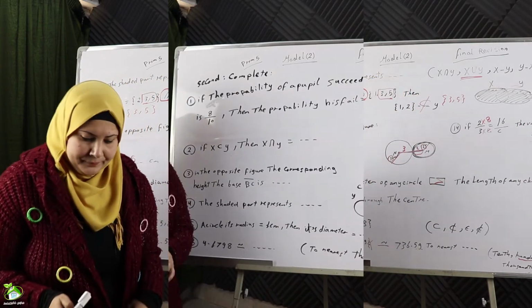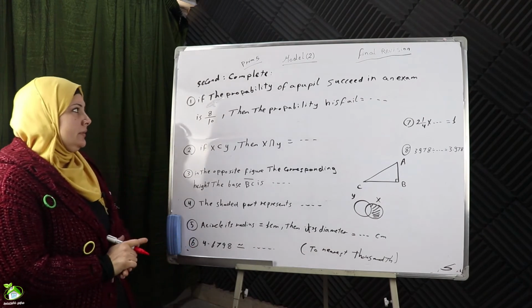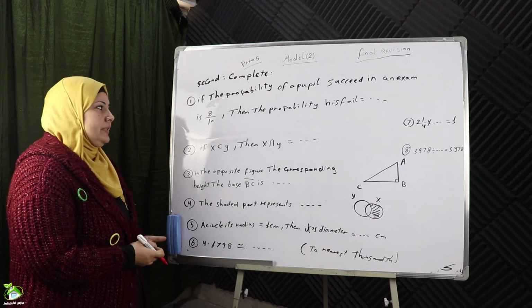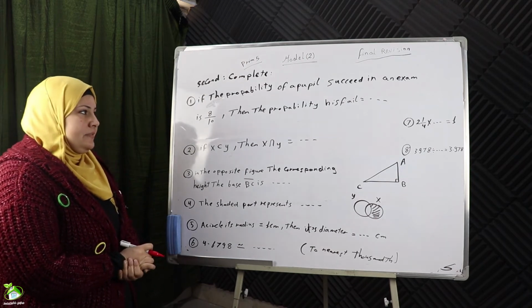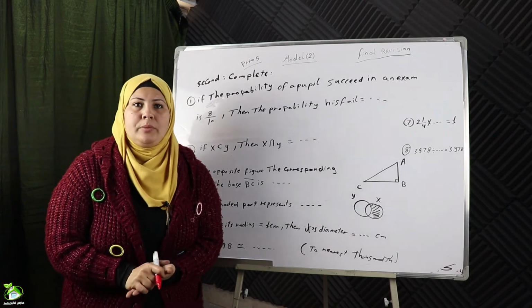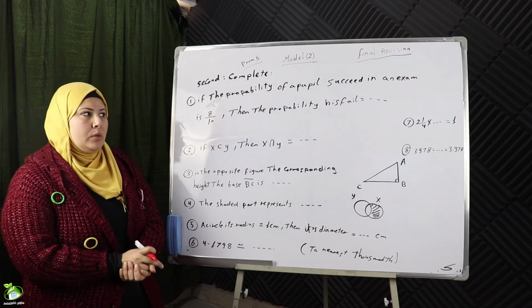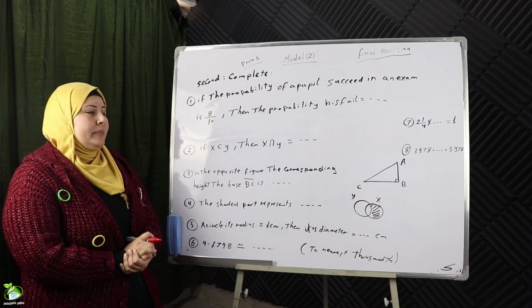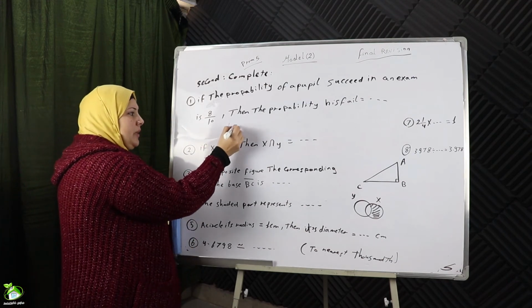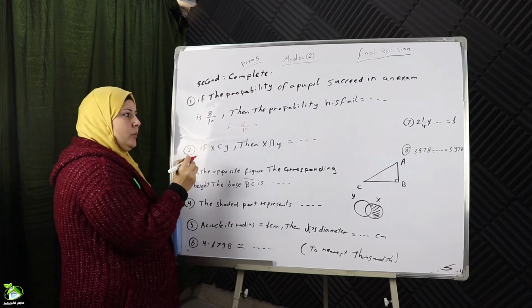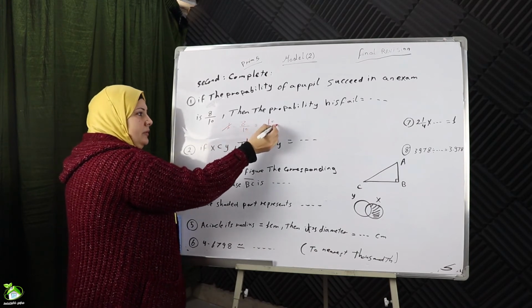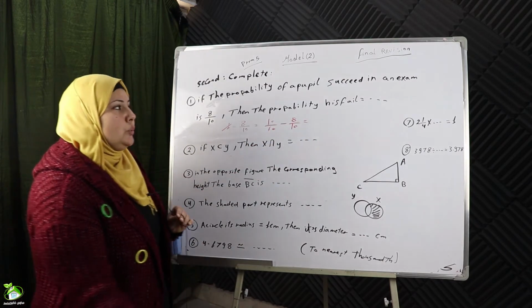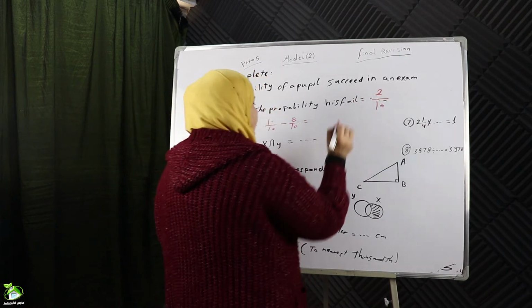Another example, the second question, complete number 1. If the probability of a pupil succeeding in an exam is 8 over 10, then the probability that he fails equals... We know that the probability of all pupils in the class equals 1. If the probability of succeeding equals 8 over 10, then the probability of failing equals 1 minus 8 over 10. We will replace 1 by the fraction 10 over 10, minus 8 over 10. It equals 2 tenths, 2 over 10.